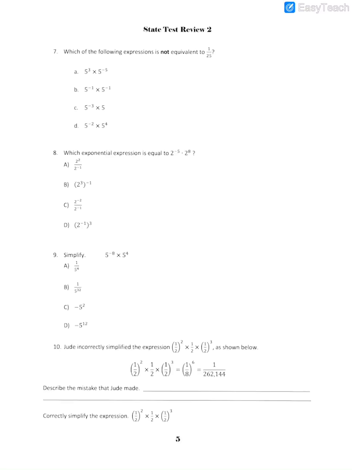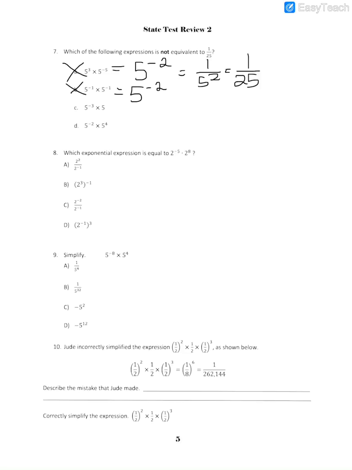Okay, number 7. Which of the following expressions is not equivalent to 1 over 25? So we actually want to solve each one out and see which one might not be equal to 1 over 25. So let's look at A. On A, I would be adding my 3 and my -5. 3 plus -5 is -2, which is 1 over 5 squared. 5 squared is 25. So for not being equal, that one is not the answer. Okay, let's go to B. Again, I'm going to add -1 plus -1 is -2. This is the same as A, so it's also an answer that would work.